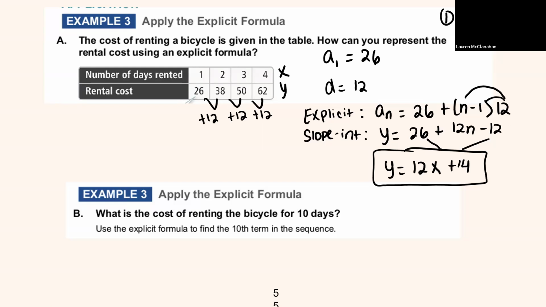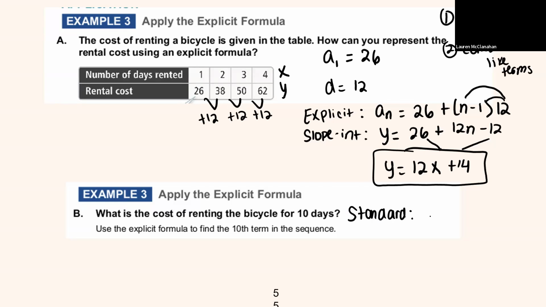So I'm going to write that up here. Distribute. And then your second step is to combine like terms. And then the last form we're going to write it in is standard.